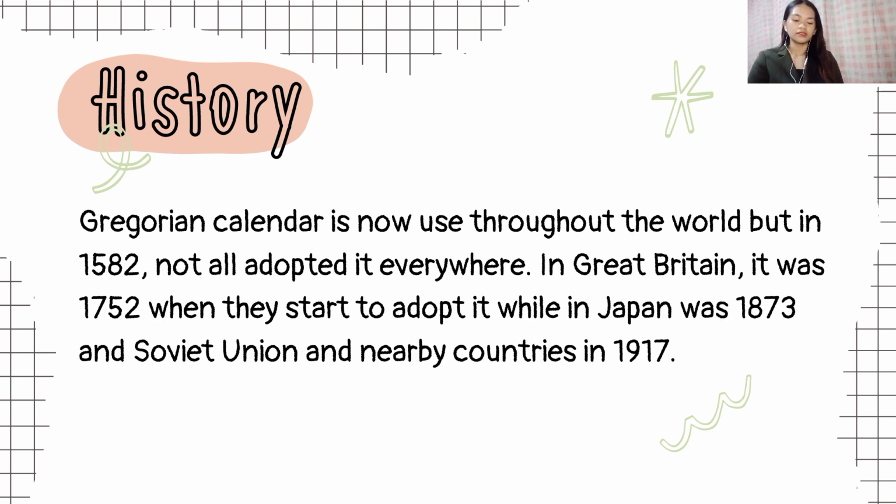Gregorian calendar is now used throughout the world, but in 1582, not all adopted it everywhere. In Great Britain, it was 1752 when they started to adopt it, while in Japan it was 1873, and the Soviet Union and nearby countries in 1917.